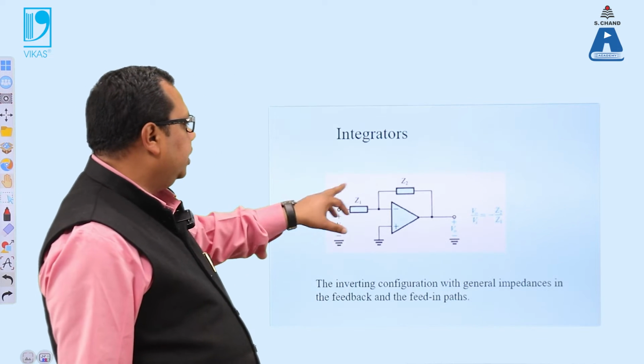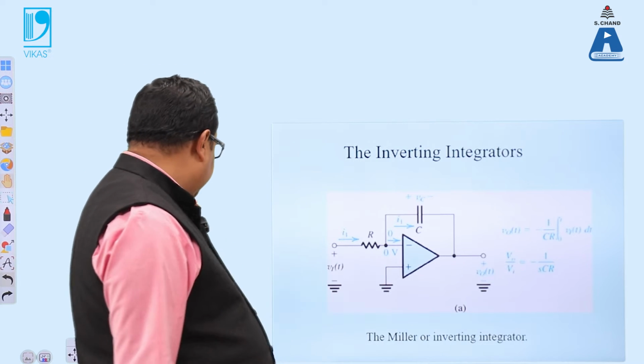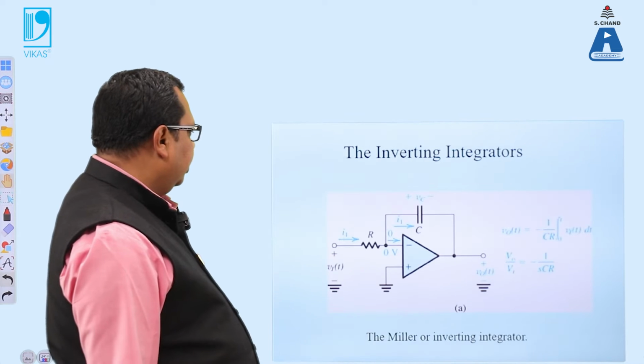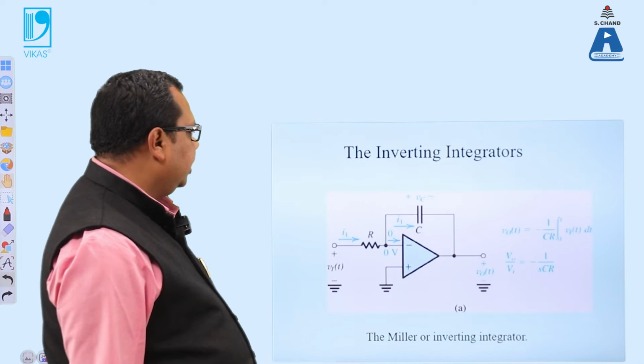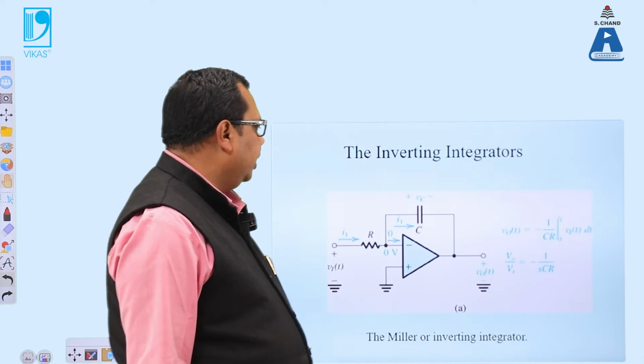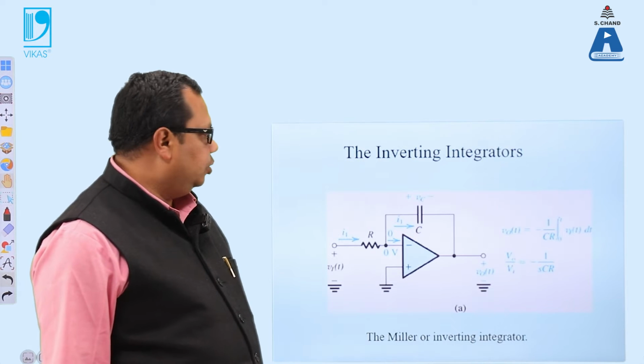So this is used as an integrator circuit. Here is an inverting integrator. Again we can see how the resistor is connected and how the capacitor is connected in the inverting integrator when the op-amp is used as an integrator.